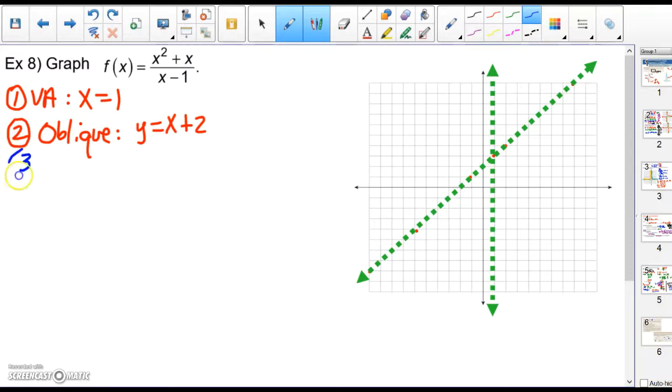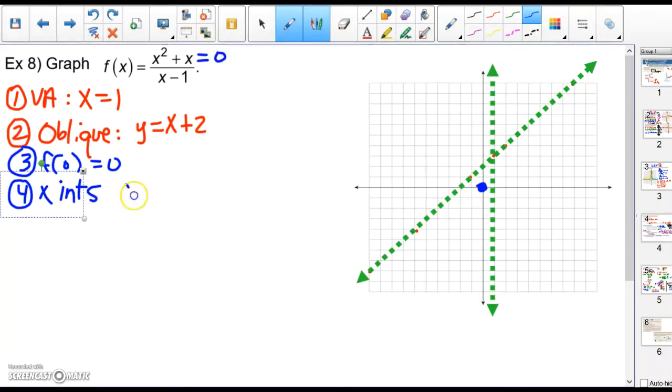Now step 3, we're going to plug in 0. Plug 0 into the function, you're going to get 0. So we've got that point right there. Step 4, we want the x-intercepts. So remember, that's if the top equals 0. If we had the top equals 0, there's a GCF. I could take out an x. I would have x plus 1. X times x plus 1 equals 0. Only when x is 0 or x equals negative 1. So we've already got the 0 graphed there, but we've also got a negative 1.